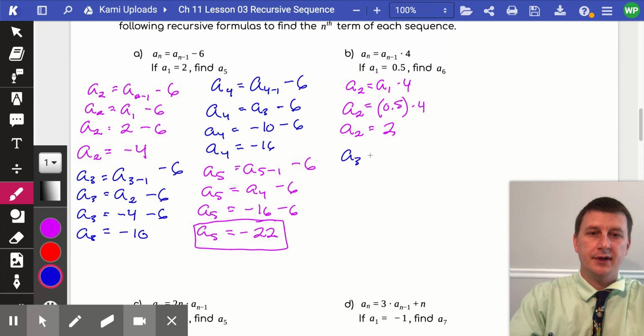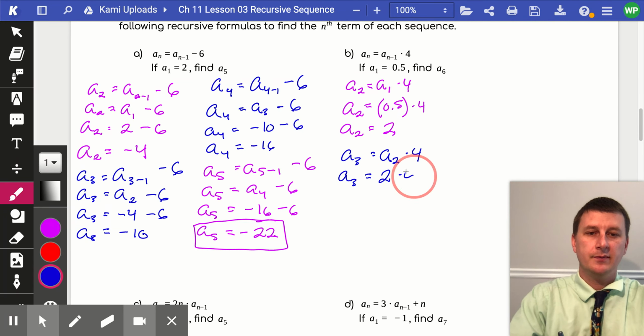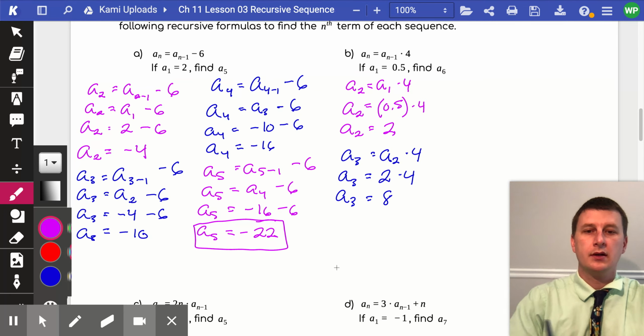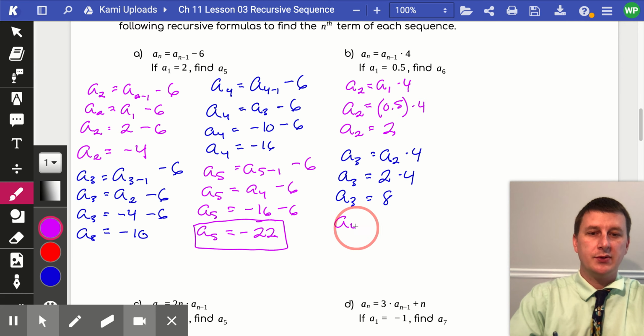A sub 3 is going to be a sub 3 minus 1 right here. A sub 3 minus 1 would give us 2, a sub 2 times 4. Well, we just found out that our second term is 2. So we're going to replace a sub 2 with 2 and multiply that by 4. And we're going to get that our third term is equal to 8.